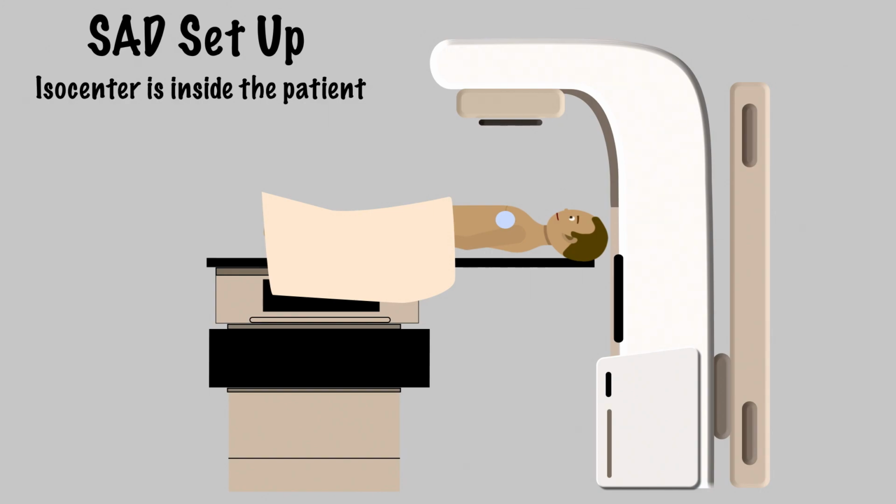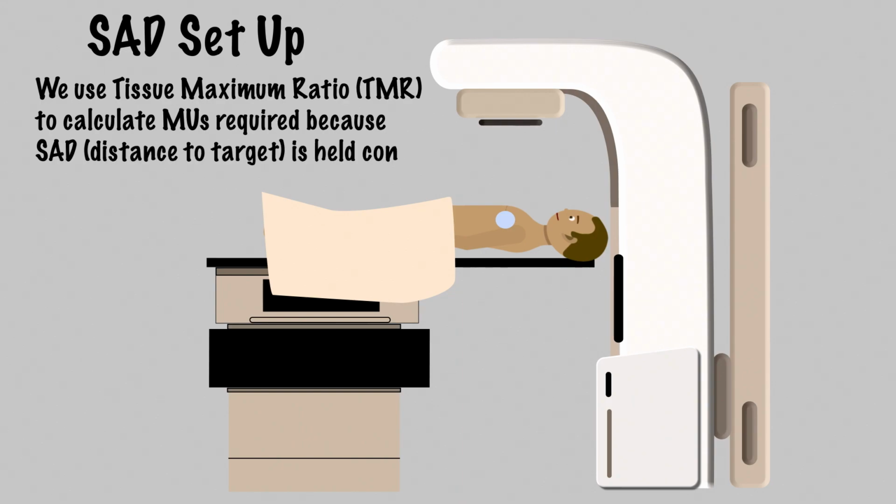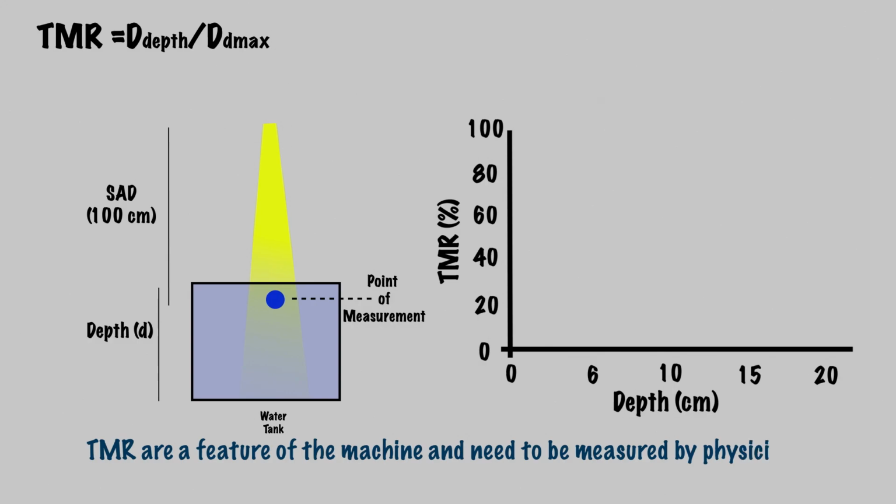In this situation, the patient is said to be treated with a source-to-axis distance, or SAD technique, also referred to as an isocentric technique. With SAD setups, the SAD is held constant at 100 centimeters, and MU calculations are performed using tissue maximum ratio, or TMR, rather than the PDD. TMR is the ratio of the dose at a given point, or depth, in a phantom to the depth of maximum dose, Dmax. These values are calculated by physicists for each machine and beam energy, which can be found in your clinic's lookup tables. Sounds familiar, right?